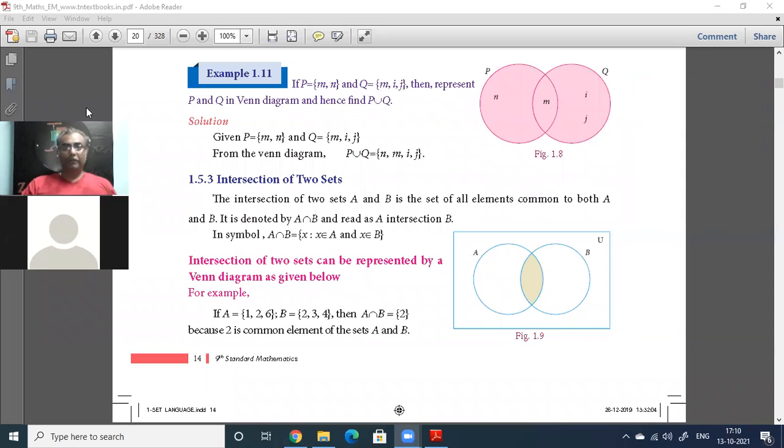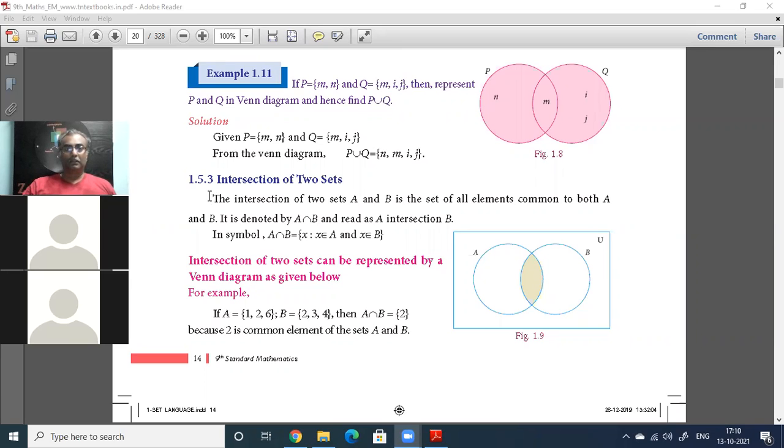The last time, we were talking about intersection using Venn diagrams. I remember we were doing example 1.11, and after that we went into intersection. So what is intersection? Somebody can read? The intersection of two sets A and B is the set of all elements common to both A and B. It is denoted by A intersection B and read as A intersection B.